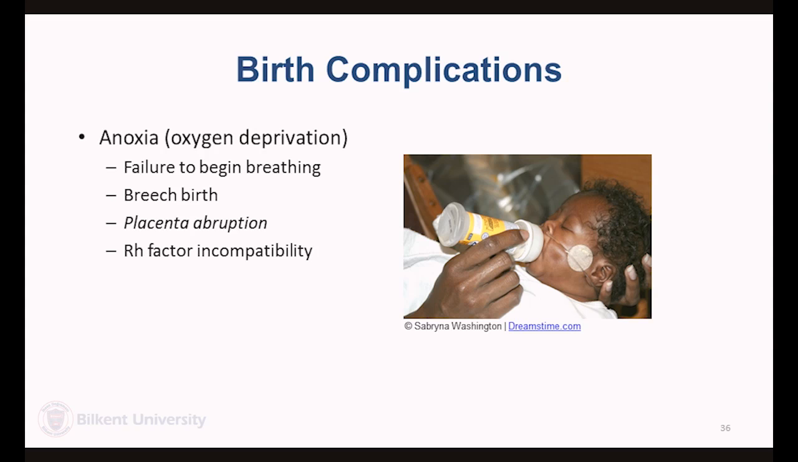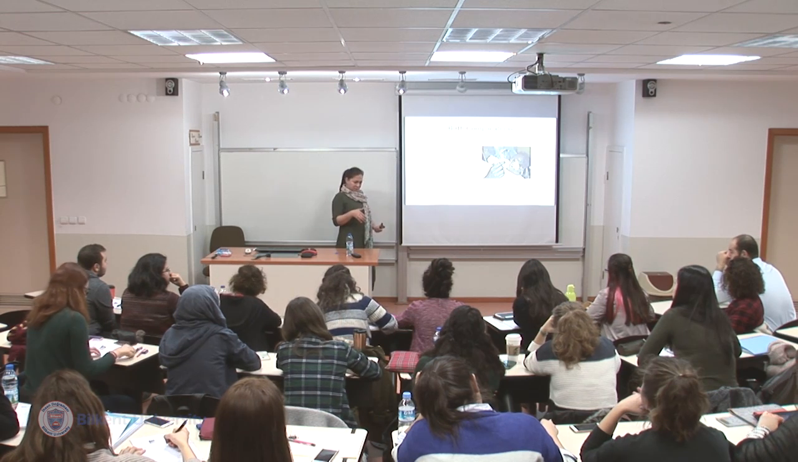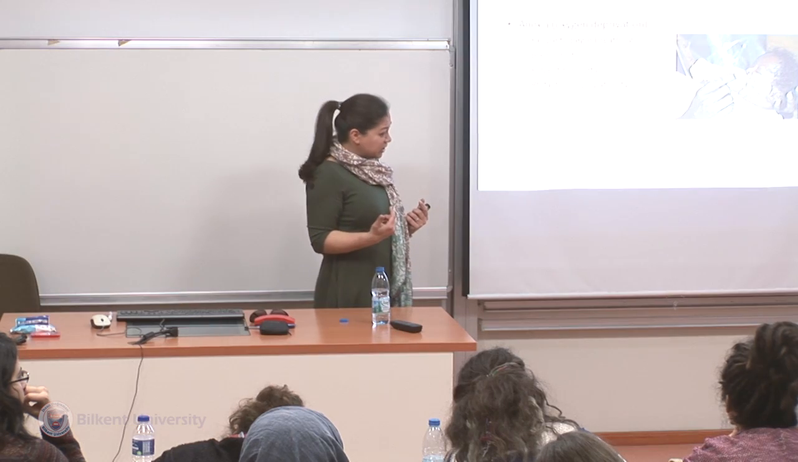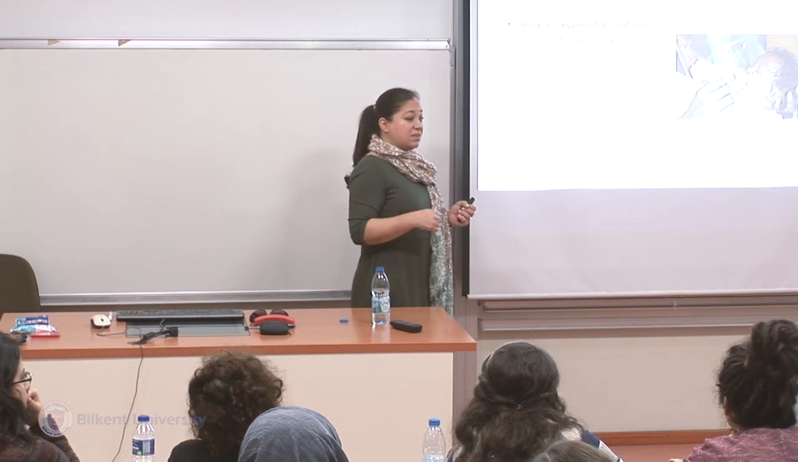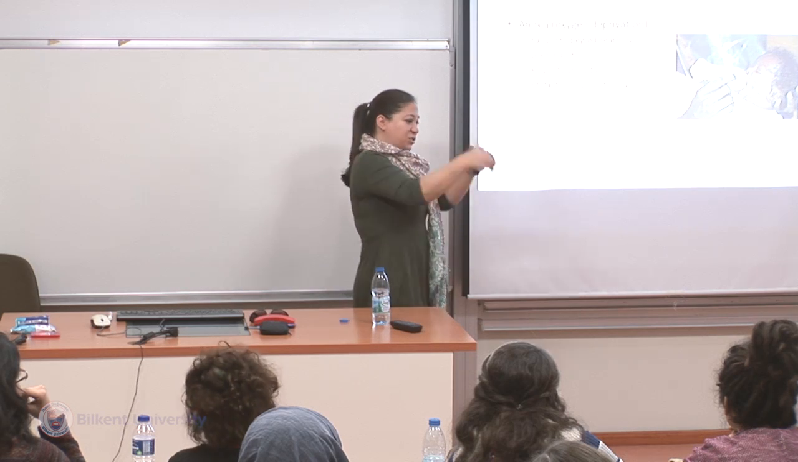Birth complications: anoxia is a very big one that we should know. It is oxygen deprivation during birth. It is the failure of the child to begin breathing. It happens more in breech birth. Breech birth is when the baby is upside down, as compared to the expected position. So we expect the baby to come head first, but if the baby is coming feet first, it is a harder position for the baby to wiggle out from that cervix area. And so it can happen that the umbilical cord gets squished, and so the baby gets less oxygen during birth.